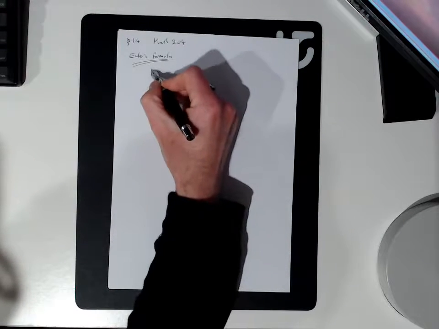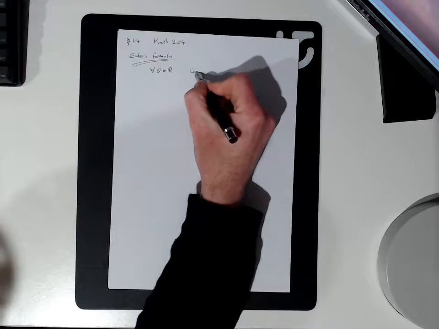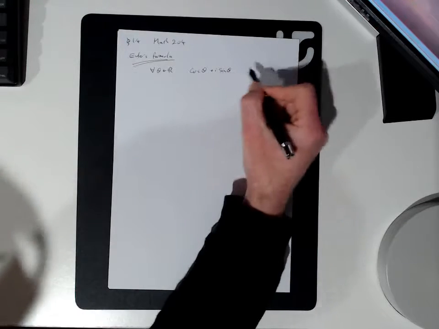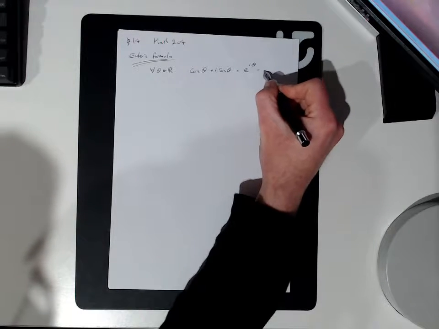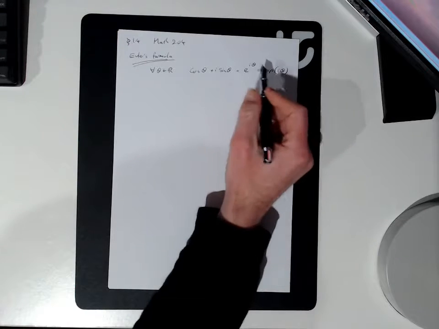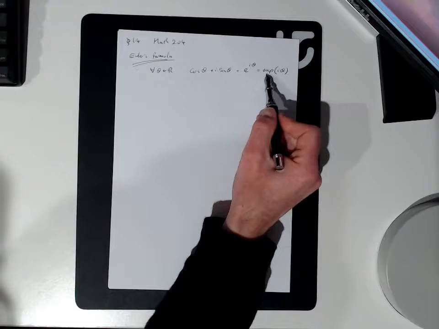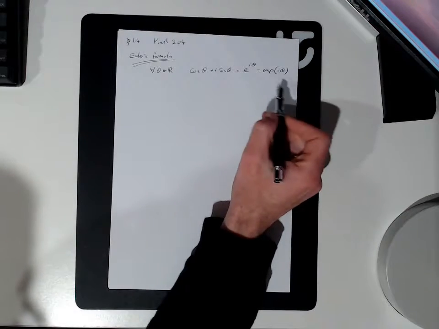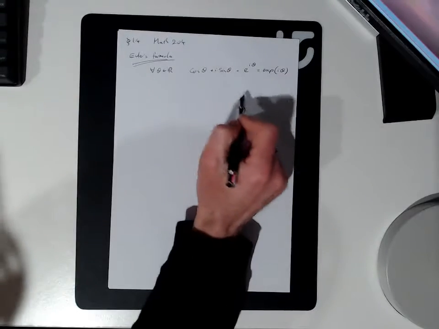So the formula is, for all theta in R, cos theta plus i sin theta equals e to the i theta. I will often write exp rather than e to the i theta, if only because exp is maybe a little easier to read. Okay, so the justification for this.